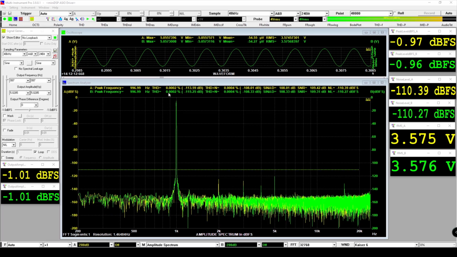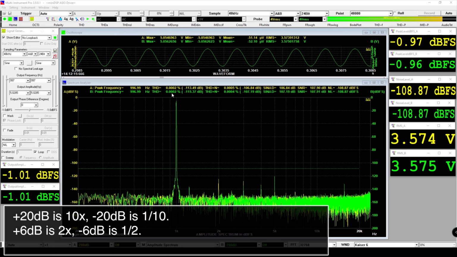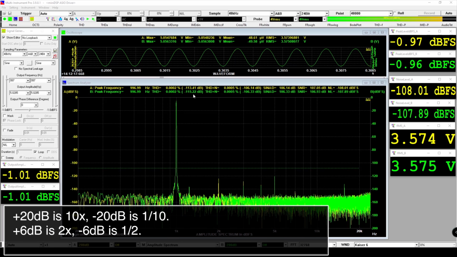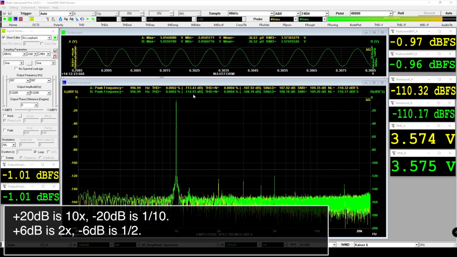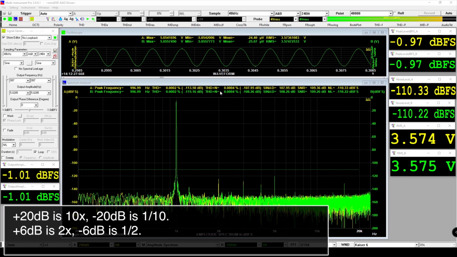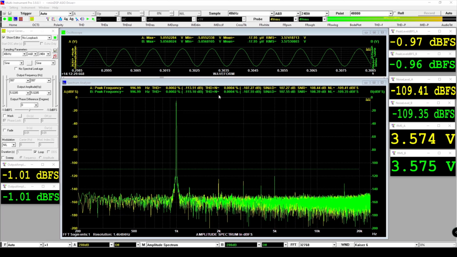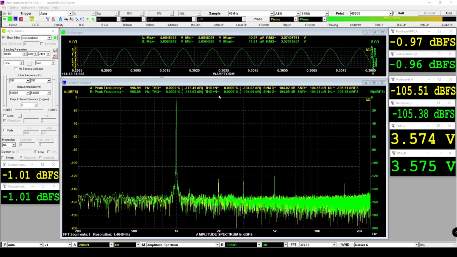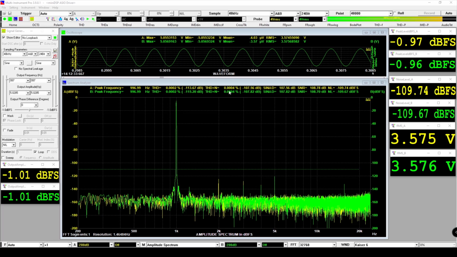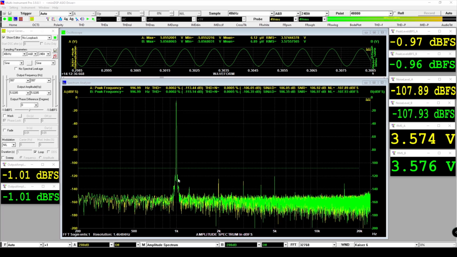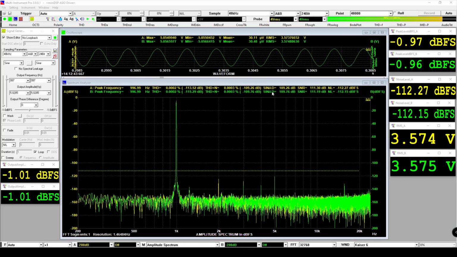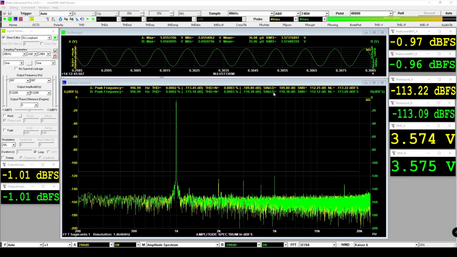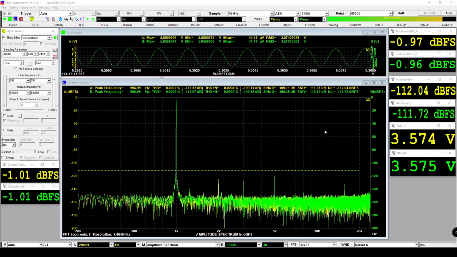So every time the decimal point goes one step, it's a 20 dB difference. 20 dB means something changes by 10x. And then we have THD plus N. We'll go into THD and THD plus N in another video, but it basically takes this fundamental and compares it to the rest of what is here. SINAD is another way of saying THD plus N.